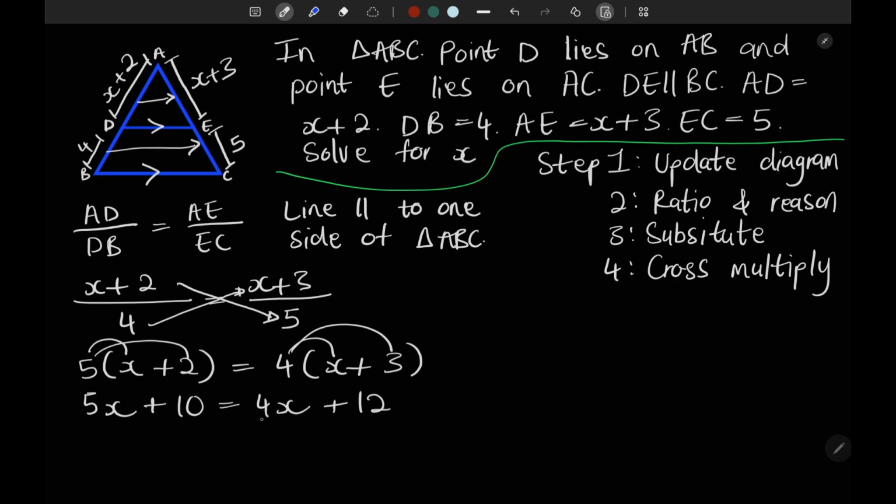Now let's group our like terms. Let's take 4x that side. You have 5x minus 4x is equal to 12 minus 10. What's 5 minus 4? It's 1. So we have x here is equal to 12 minus 10 is 2. So x is equal to 2.